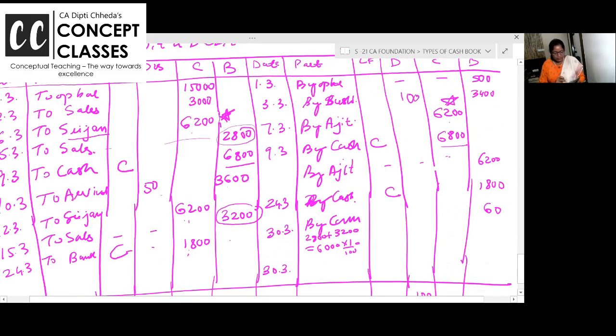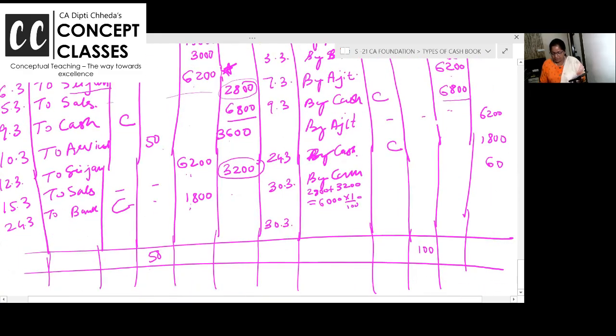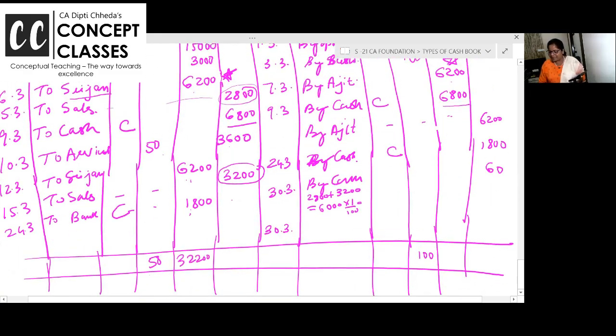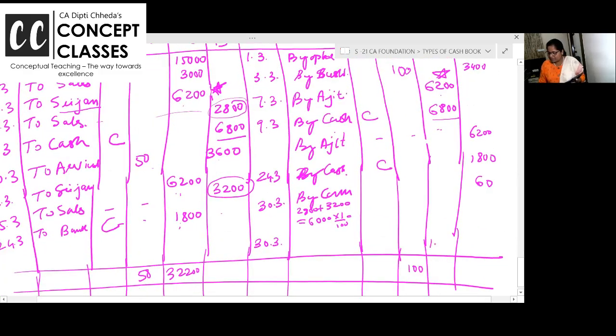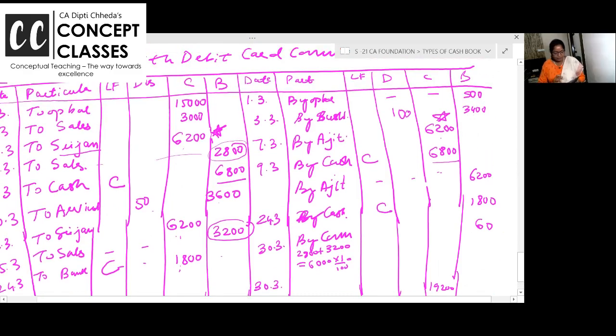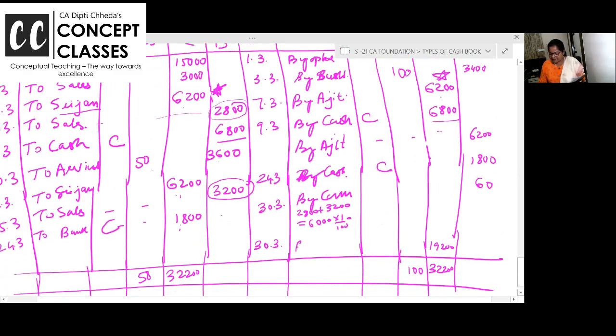Now the cash account. 15,000 plus 3,000, 6,200, 6,200, 1,800. 32,200. 32,200 minus this. Total is 32,200 and 19,200 is the balance carried down of cash. Are you getting or not?